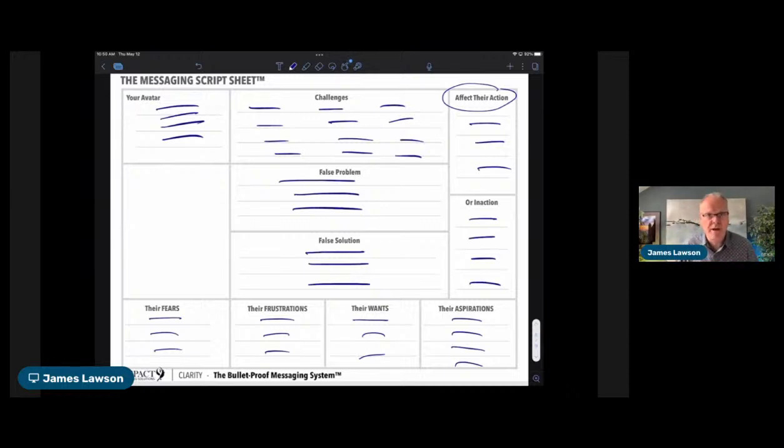If you use this the right way, I swear you're going to have so much access to messaging that you'll never wake up on a Monday or a Tuesday going, I don't know what to write about today. I don't know what to send out to our prospects today.